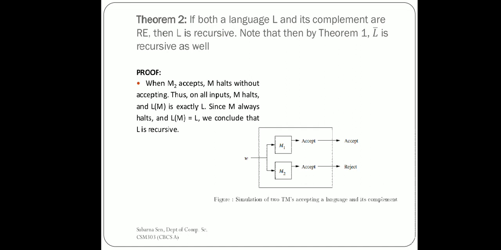Since M is always halting, we can say that it is a recursive language. Since in both cases it is halting, we can come up with an output. That means L is a recursive language. So these two theorems are very important, and they have been proved.